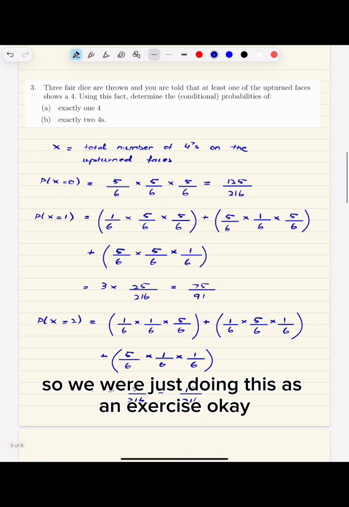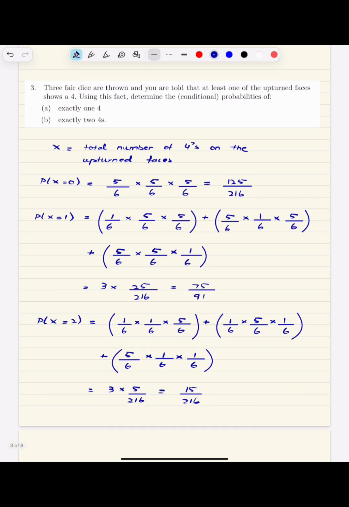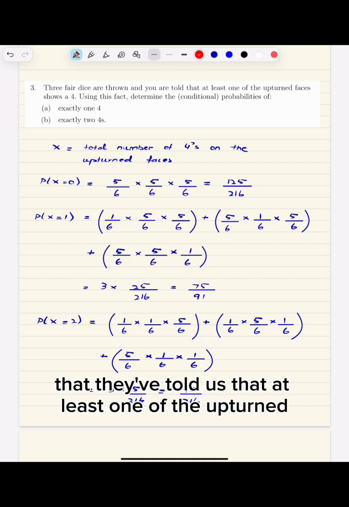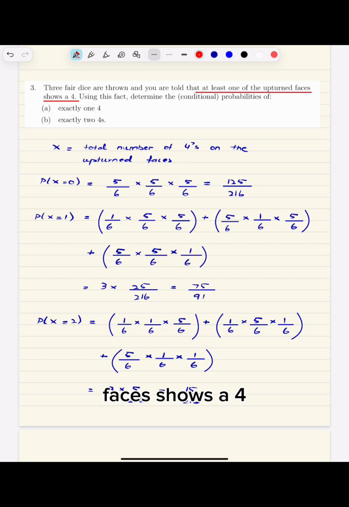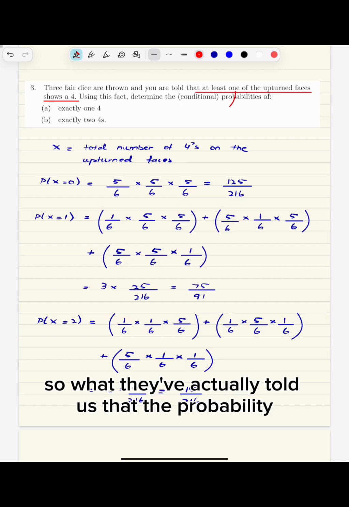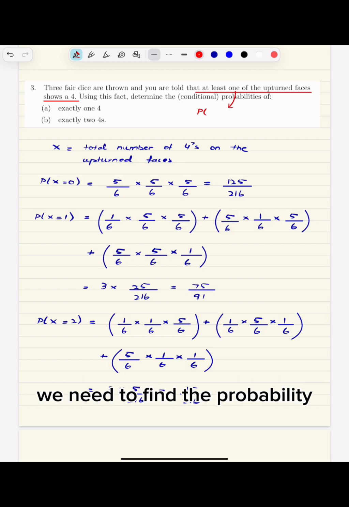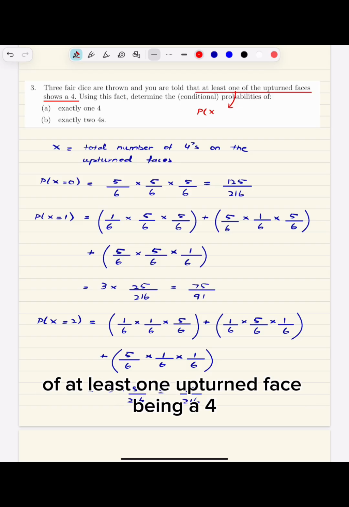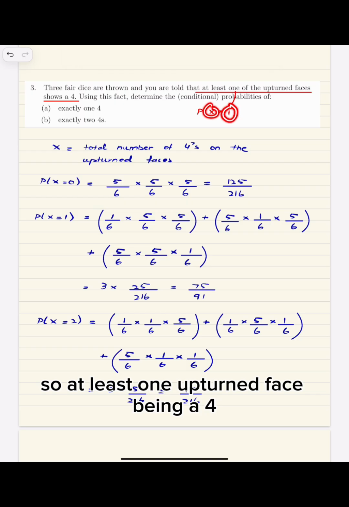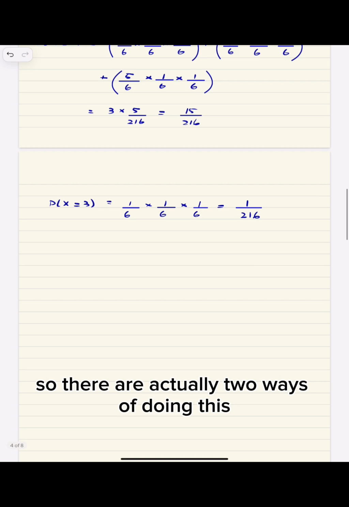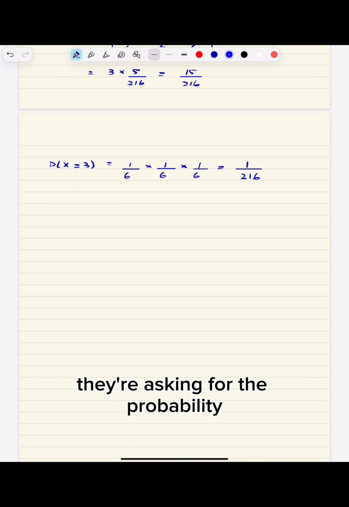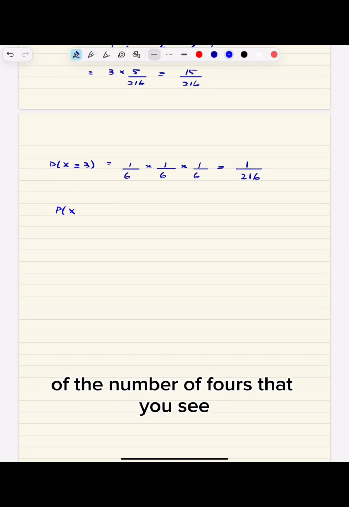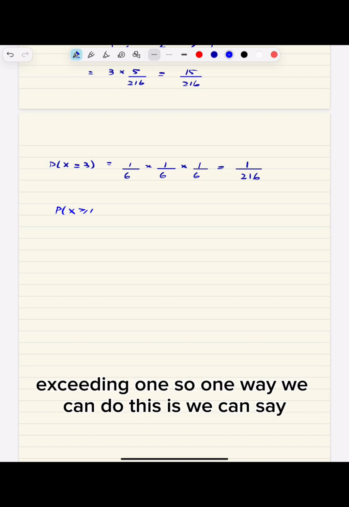Okay. So we were just doing this as an exercise. What we are actually interested in, they've told us that at least one of the upturned faces shows a 4. So what they've actually told us is that we need to find the probability of at least one upturned face being a 4. So there are actually 2 ways of doing this. They're asking for the probability of the number of 4s that you see exceeding 1.